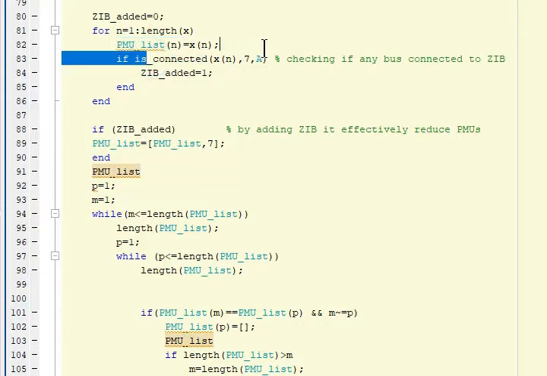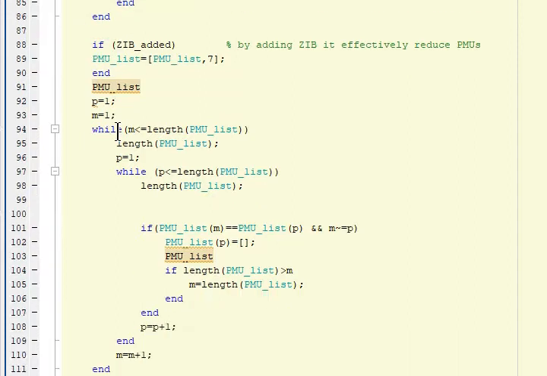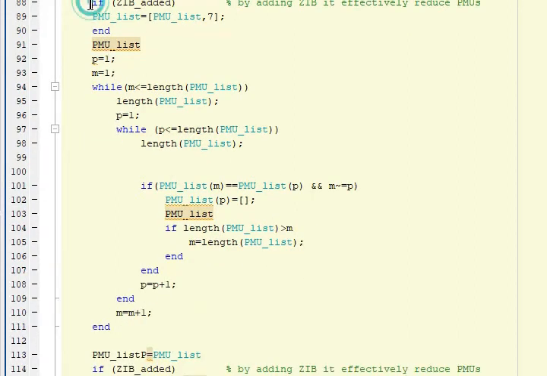If it is connected to bus number 7, we are checking that a PMU is connected to bus number 7. If so, this means that bus number 7 is observable and the zero injection bus topology is being added. So if ZIB is added, it means bus number 7 is observable. For the time being, consider bus number 7 as a PMU bus, although you have not placed it there as per the rules defined in our previous lecture.